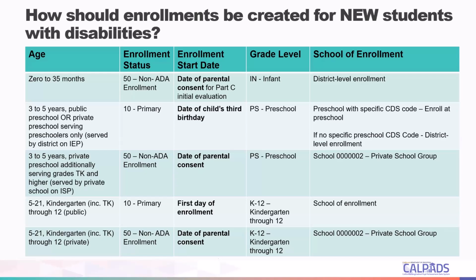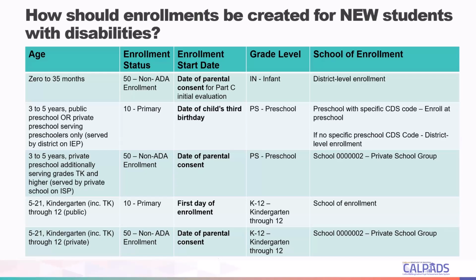Remember, for students in private school, we don't necessarily care about their private school education. We care about the services provided related to their ISP in private school. So that's why it's the day of parental consent. When do they begin services? So they might have been in private school in September, but started receiving special education services in October. That's why the date of parental consent for those services is the start date. And then we enroll them in private school group code.